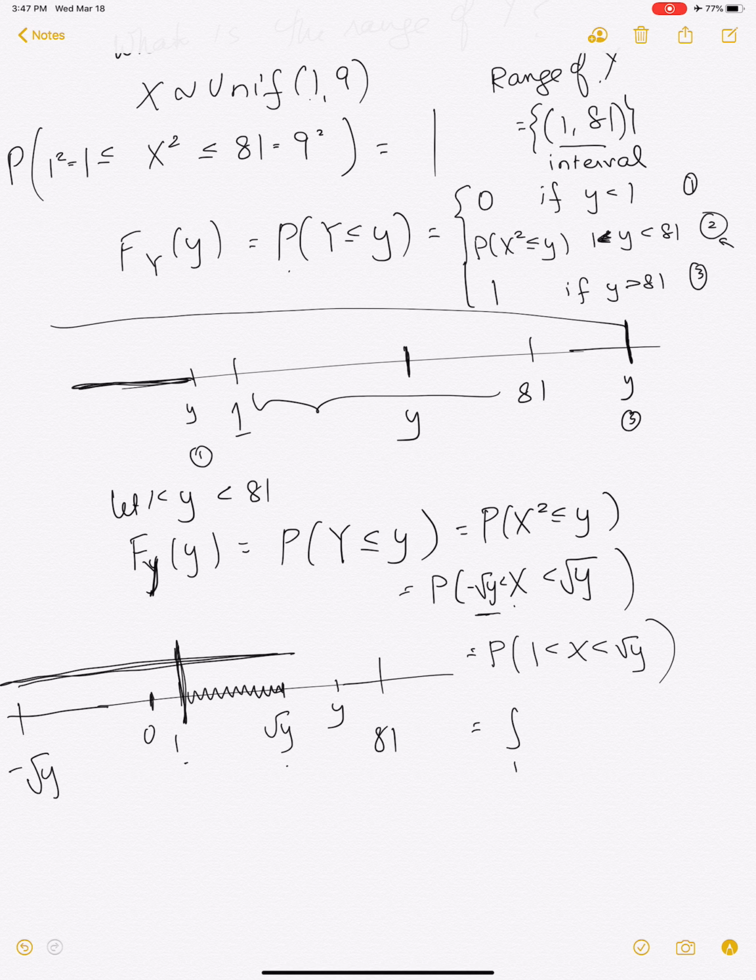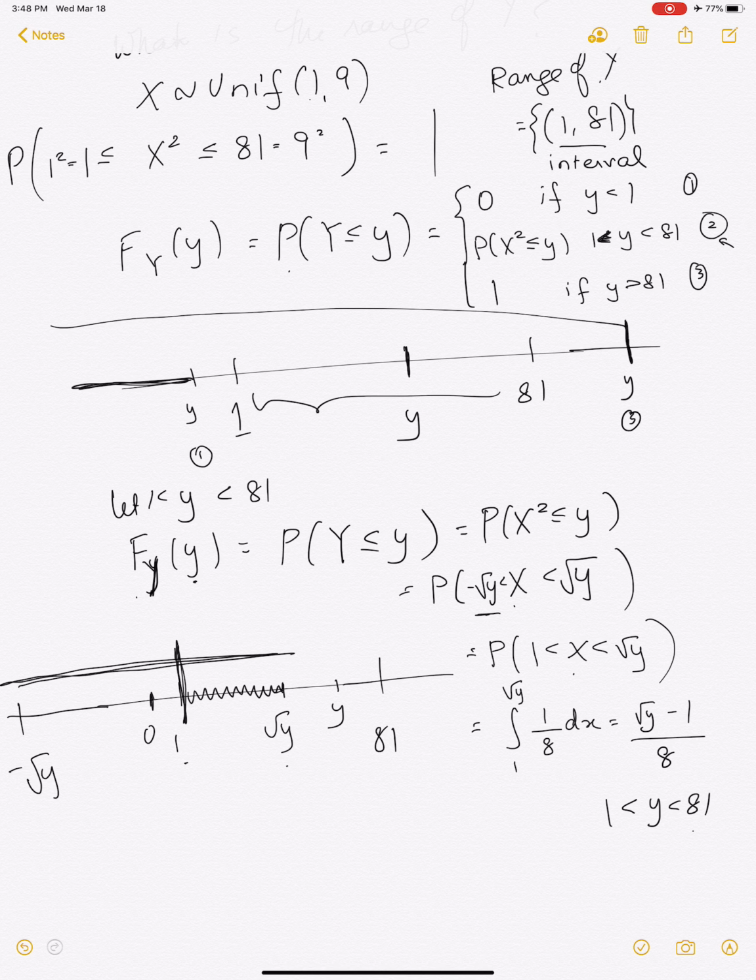If you want, it's the integral from 1 to square root y of the density of X, 1 over 8, dx, and that is going to be (square root y minus 1) over 8. Okay, so the CDF of Y is (square root y minus 1) over 8 if y is between 1 and 81, it is 0 if y is less than 1, and it is 1 if y is bigger than 81.